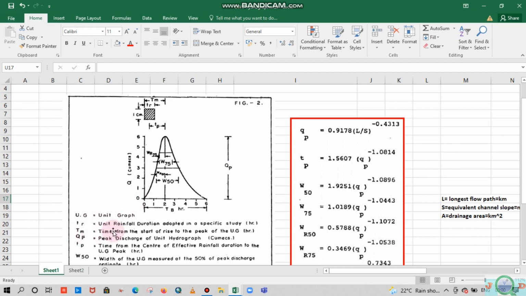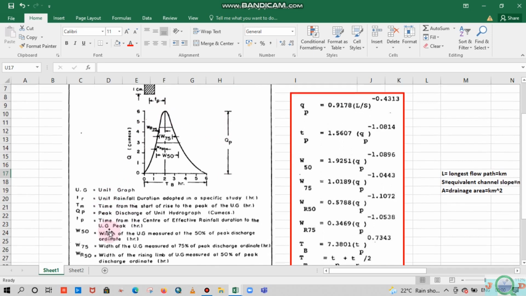And the Tm is the time from the start of the rise to the peak of the hydrograph. So the start of the rise is here from zero, and up to this peak is where Qp is. The time interval from this zero to the peak is Tm, the time where the peak occurs, and Qp is the peak discharge of this unit hydrograph.